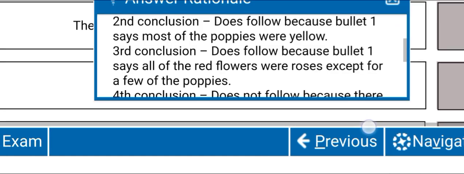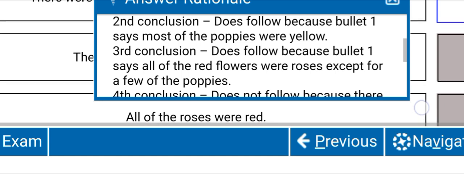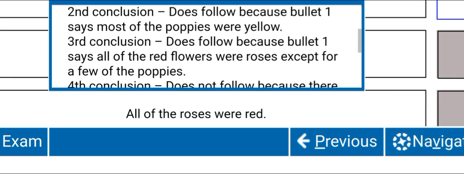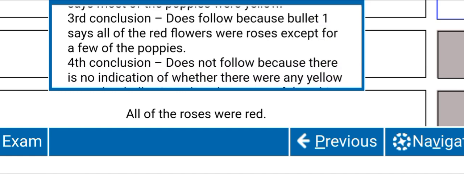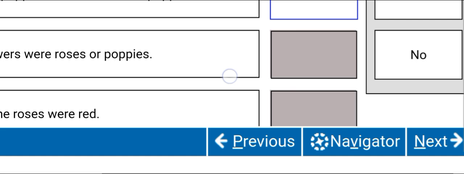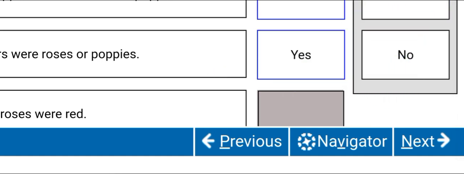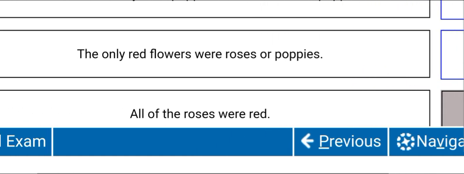The third conclusion says the only red flowers were roses or poppies. It does follow because bullet 1 says all of the red flowers were roses except for a few of the poppies. So it does follow. It means we have to drag a yes and drop it here in front of this conclusion.